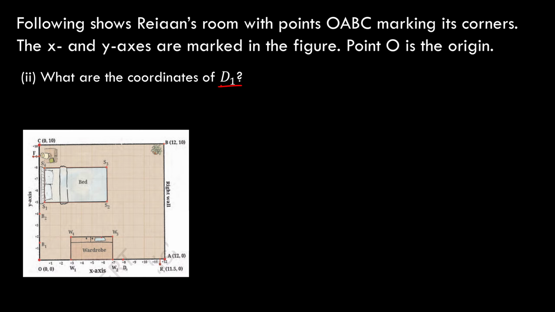Next question is, what are the coordinates of D1? Where is D1? We can find D1 here. It is 8 in the x direction and 0 in the y direction, so its coordinates would be simply 8, 0. Not very hard.